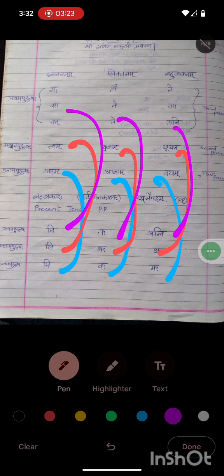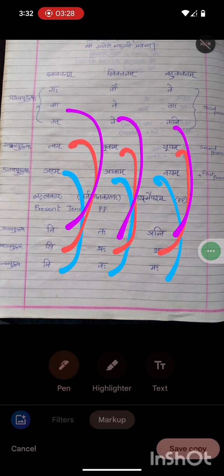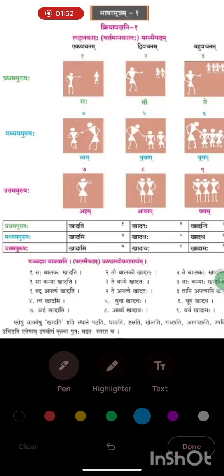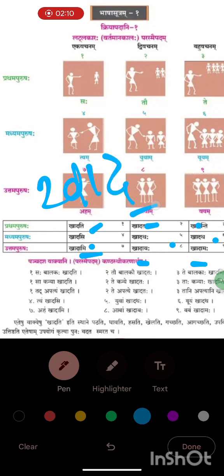Okay, now we'll again go to the textbook. Here they have added endings: khadati, khadatah, khadanti. What have they done? They added ti, tah, anti, si, stha, tha, and also mi, vah, mah to the root, which is khada. This is the dhatu. So khada becomes the dhatu.